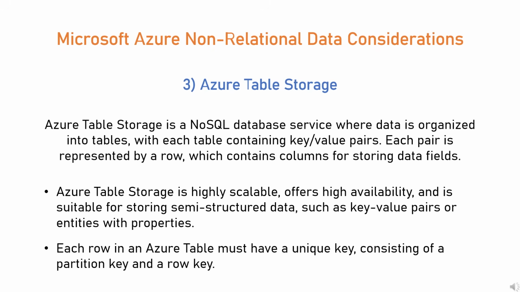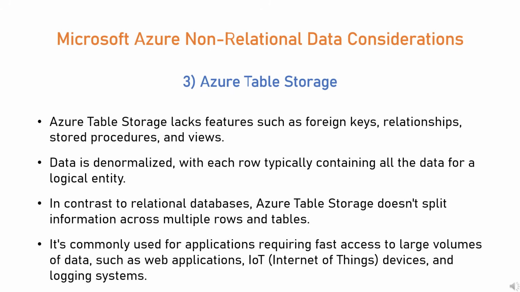Each row in an Azure table must have a unique key consisting of a partition key and a row key. Azure Table Storage lacks features such as foreign keys, relationships, stored procedures, and views. Data is denormalized, with each row typically containing all the data for a logical entity. In contrast to relational databases, Azure Table Storage doesn't split information across multiple rows and tables.